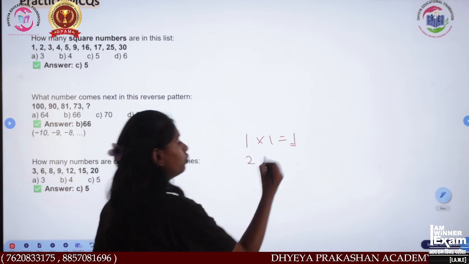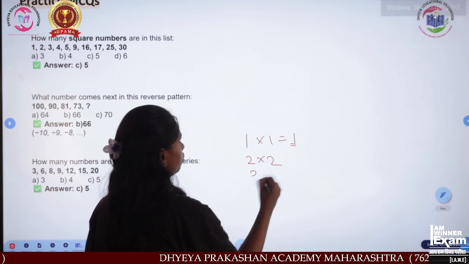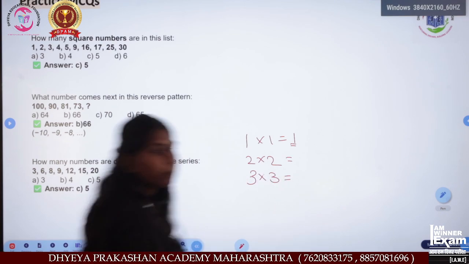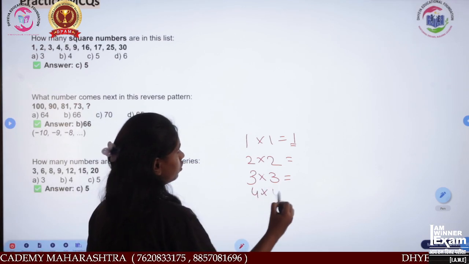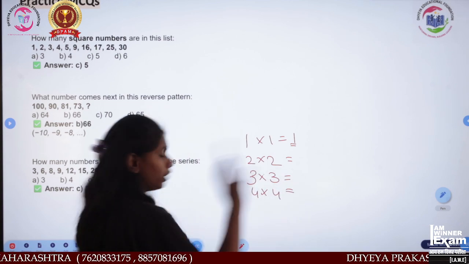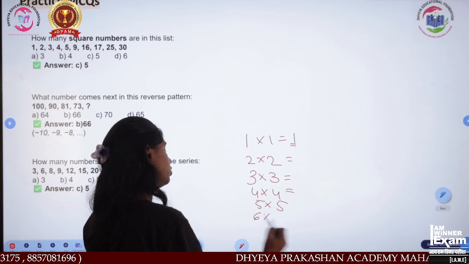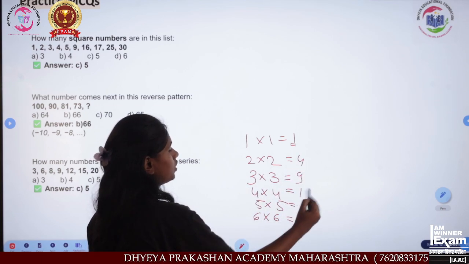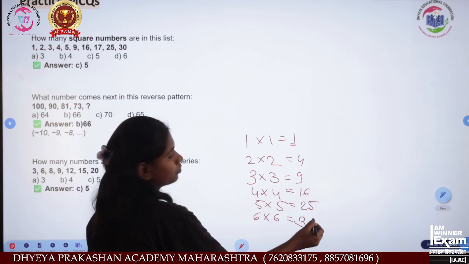If you multiply 2 into 2 or 3 into 3, whatever will be the answer, that answer will be the square. Okay. 4 into 4, you have to multiply the same number, then you will get the square. Then 5 into 5, then 6 into 6, 2 2s are 4, 3 3s are 9, 4 4s are 16, 5 5s are 25, and 6 6 are, that is 30.